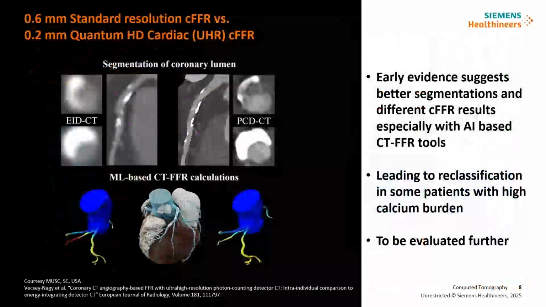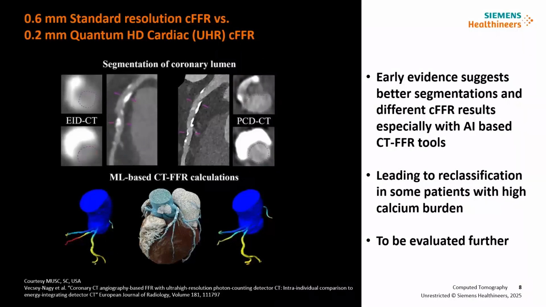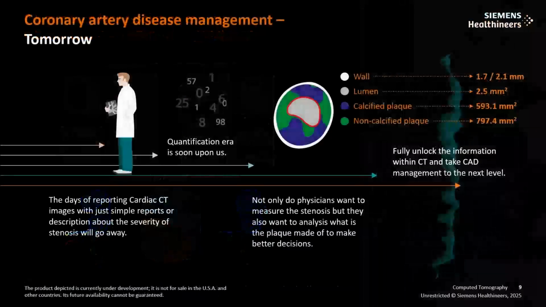But the sheer resolution that NAEOTOM Alpha class brings with the 0.2 millimeter slice thickness also will help in segmentations in these AI tools for FFR. And these, again, have the implication that we can actually change maybe the FFR values. Again, coming closer to what we see as the ground truth in the invasive cath space. So again, getting closer to what the reality is and seeing really what we're not seeing today.